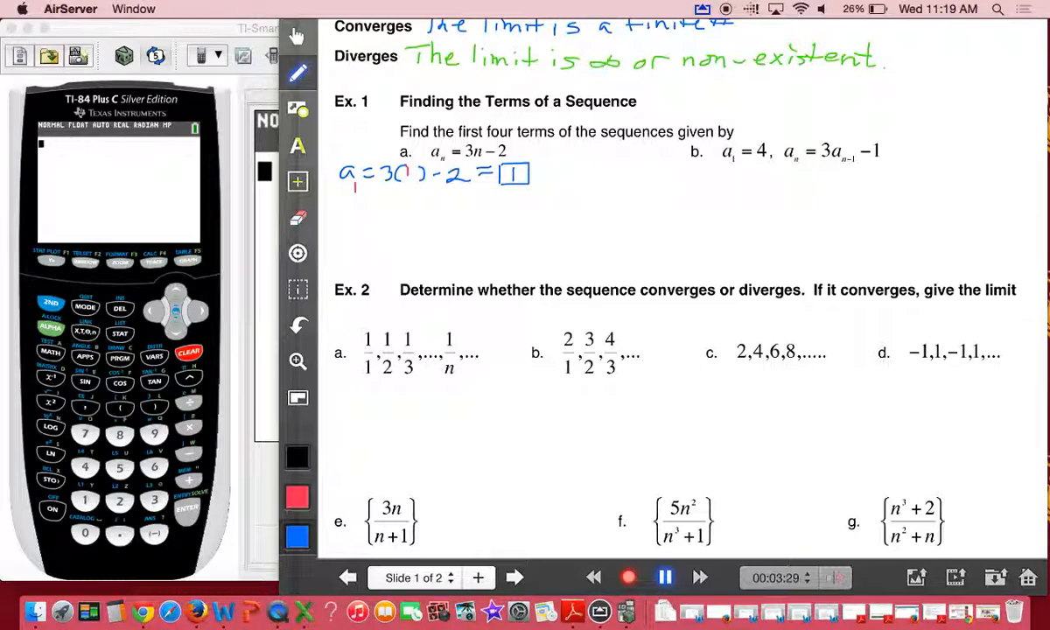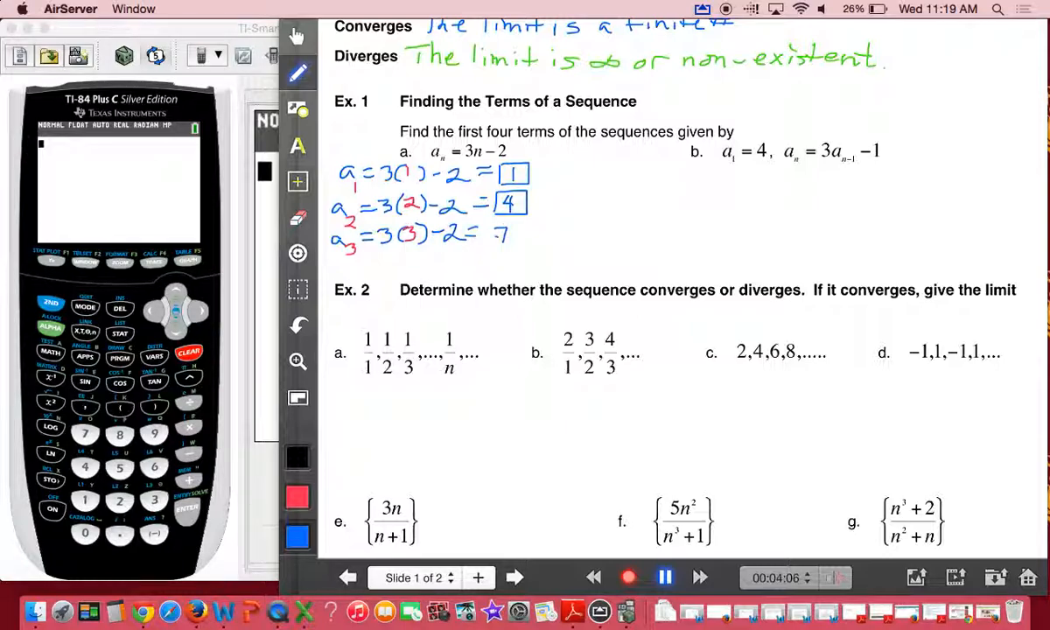Then you're going to find a sub 2. This time we're replacing n with 2. So because n is 2, this time we have 3 times 2 minus 2. What does that give you? 4. Taxing your brain, right? Then a sub 3, which is 7. Yep, you're going to replace n with 3 this time, and you do get a value of 7.